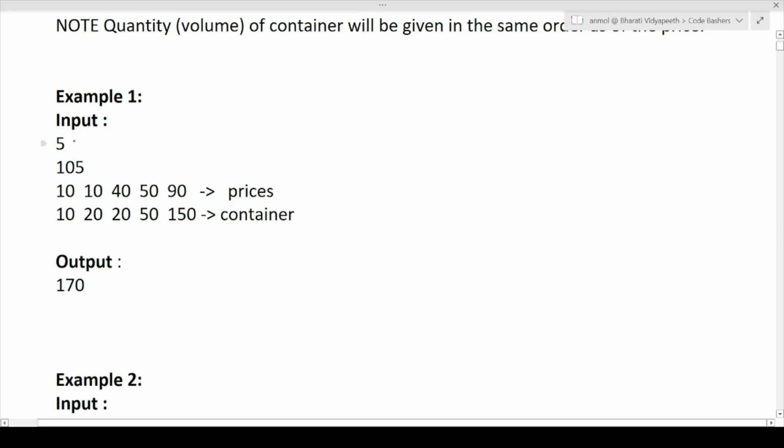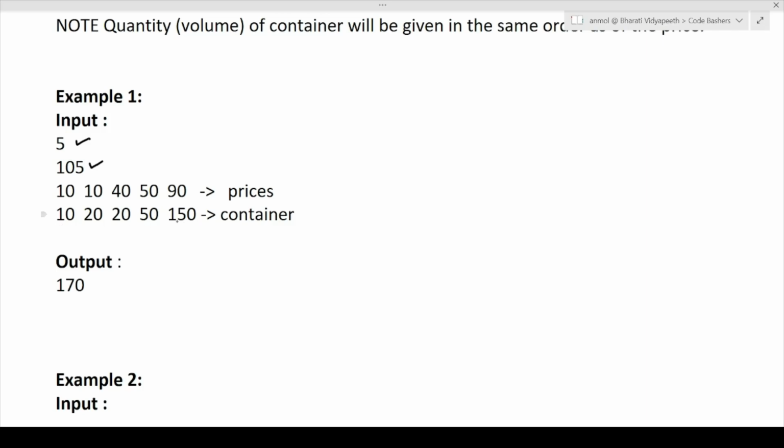First is 5, that is how many containers of fuel we have. Next is 105, that is how much money Hari can spend in buying fuels. Next are the prices of different containers of fuel. The first container has a price of 10 units, then again 10 units, then 40 units, 50 units, and 90 units. And in those containers, how much quantity of fuel is there? It is 10 kgs, 20 kgs, 20 kgs, 50 kgs, and 150 kgs.